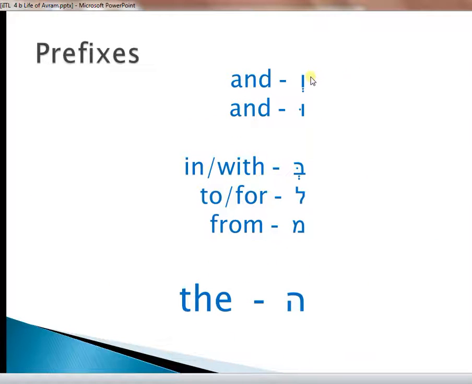Here are some of the prefixes that we learned. You can repeat them after me. Ve, and. Ba, in or with. La, to or for. Min, from. And then the new prefix that we're learning now, that we're going to see in this unit, which comes up very frequently, is the hey that means the. Either ha or ha, hey with the patach or hey with the kamatz, which means the.